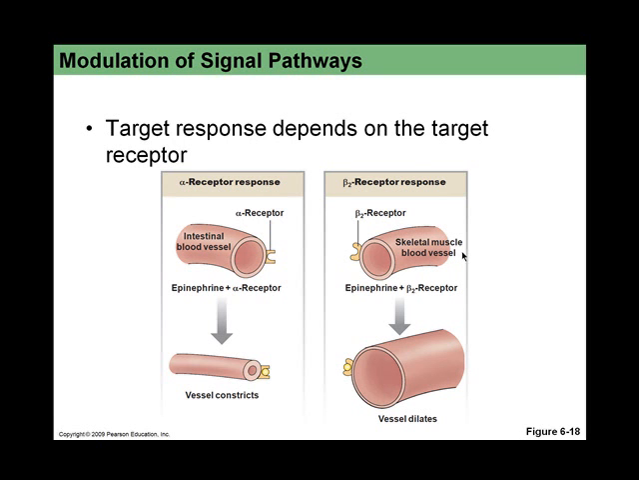Okay. You heard me. I just said smooth muscle lining the wall of, or within the wall of a blood vessel. And then it said skeletal muscle. But this is a blood vessel within a skeletal muscle. Okay, and this is a blood vessel within the intestine. So we have an intestinal blood vessel containing an alpha receptor and a skeletal muscle blood vessel containing a beta 2 receptor.